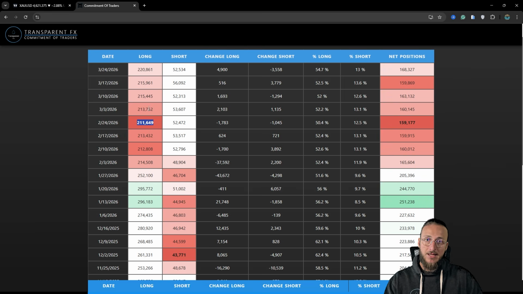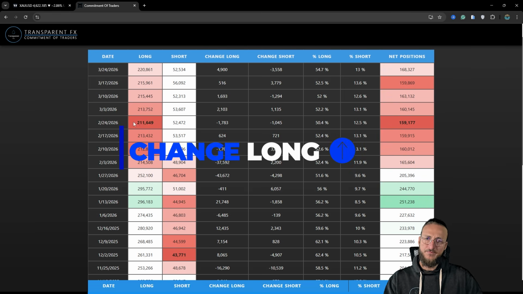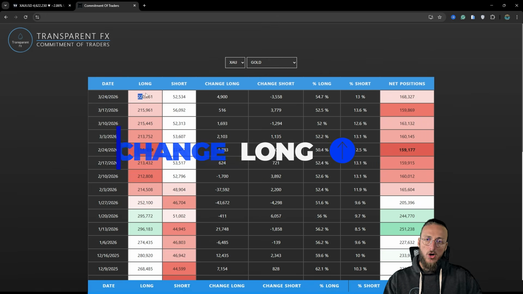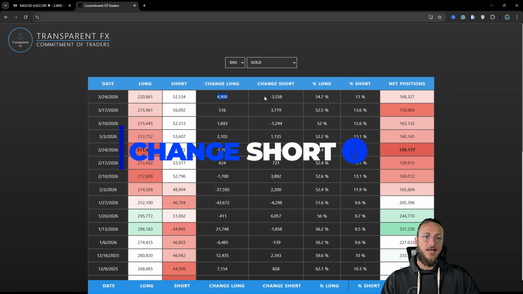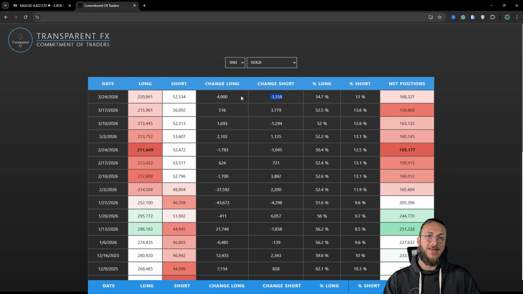Then what happened is that longs started being increased once more. We now went again from 211K all the way up to 220K longs. So again, we're starting to see an increase on the long side, especially with the last report. We see 4,900 longs added and 3,558 shorts getting closed. So we have 4.9K longs added, 3.5K shorts closed just with the last report.